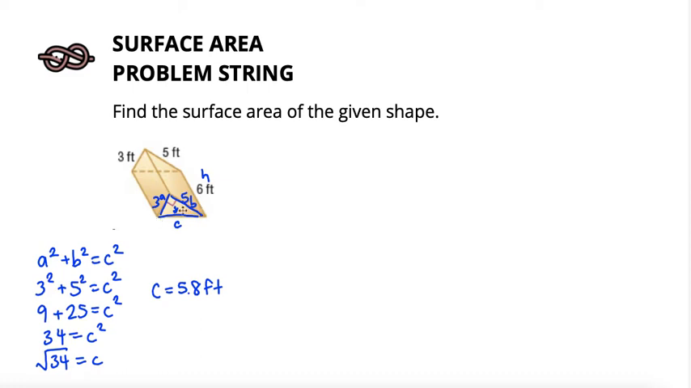So now that we have the length of our hypotenuse, we have enough information to calculate the surface area of this triangular base prism. The surface area of a triangular base prism is b times l plus a times h plus b times h plus c times h. If we're given a triangular base prism that is not a right angle, we would need to find out the vertical height of that triangle. But this triangle is a right angle triangle, so the a side is also going to be our l.